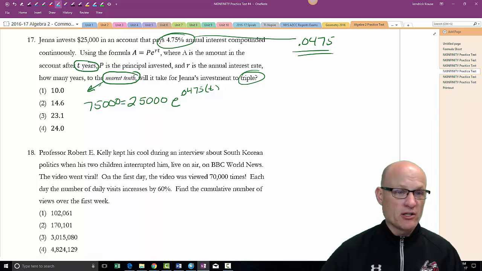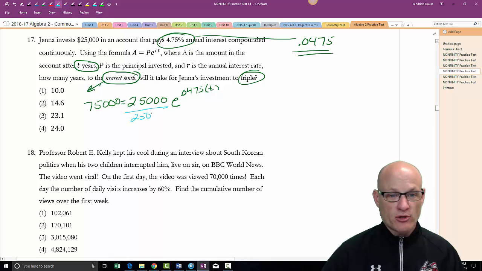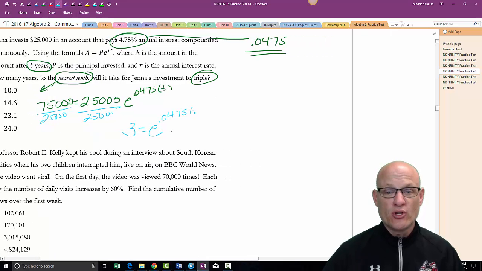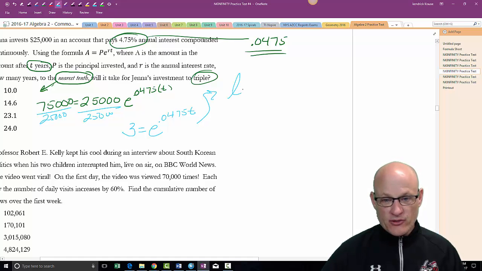All right, get the weird thing alone. Divide by 25,000. That's just 3. That's what tripling means. Equals e to the 0.0475t. Now, in order to solve an exponential function, you must use logarithms. You have to. So, natural log, because it's an e base, and it's all about that base.